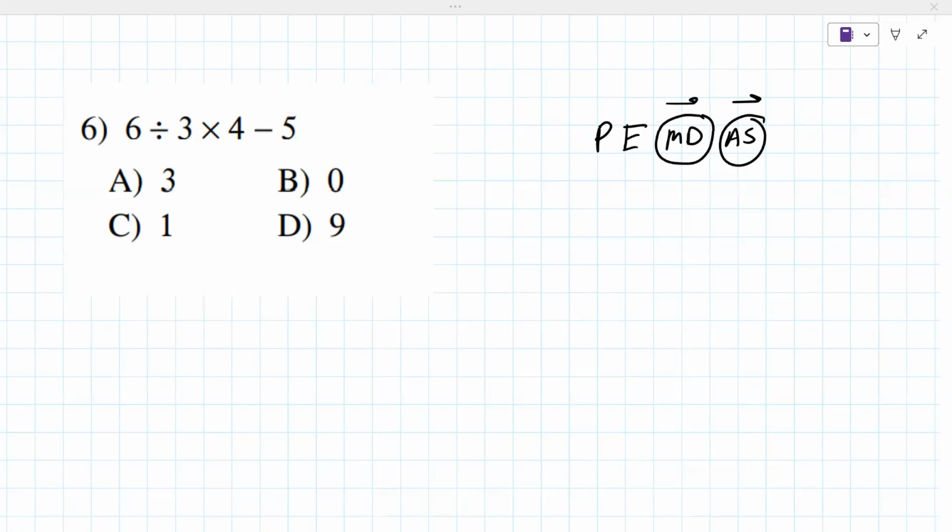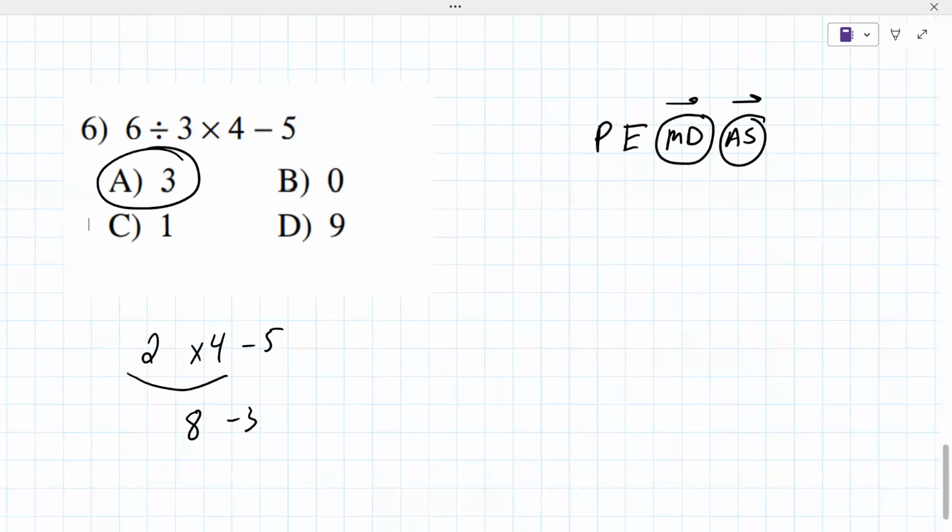Would the answer be 3? Let's take a look here. So 6 divided by 3 is 2 times 4 minus 5. That becomes 8 minus 3. The answer is 8. Very good. That had the potential to kind of be more challenging. So good job on that.